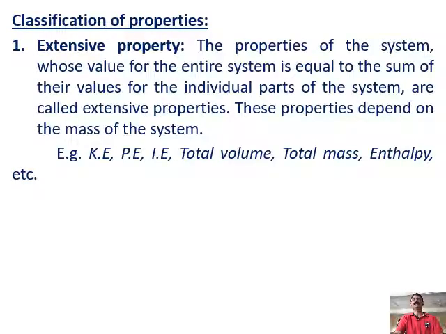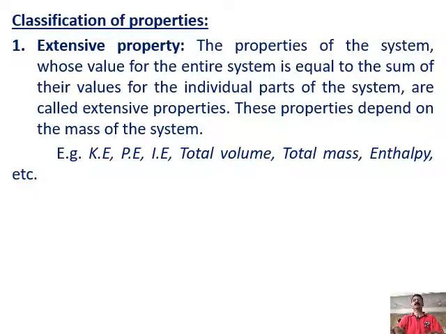So there are two classifications. One is called the extensive property. So what are the extensive properties? The properties of the system whose value for the entire system is equal to the sum of their values for the individual parts of the system. So this is called extensive, where the properties of the system whose value for the entire system is equal to the sum of their values for the individual parts of the system.